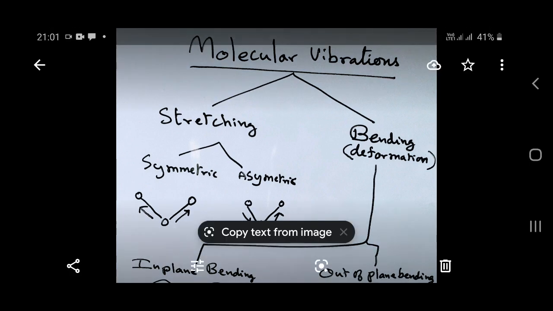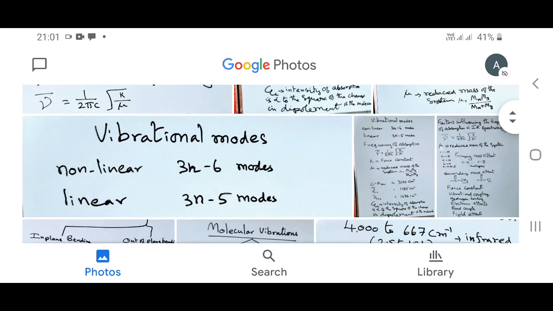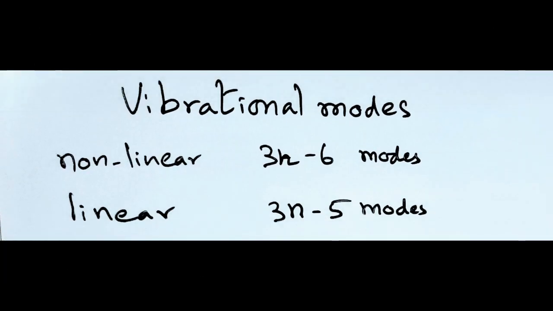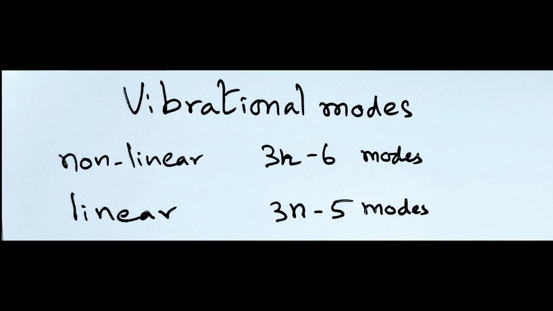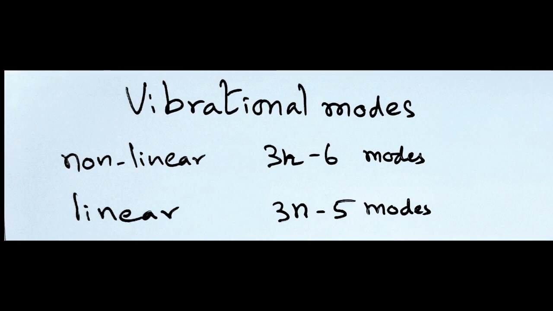Now, let us see how the molecule is absorbing electromagnetic radiation because of these molecular vibrations. See, when the molecular vibrations are going for a stretching or bending vibration, then the polarity of the molecule is changed. There is a change in the dipole moment of the molecule.